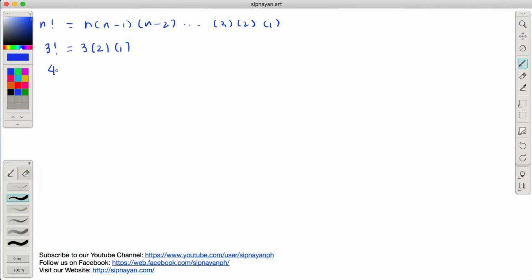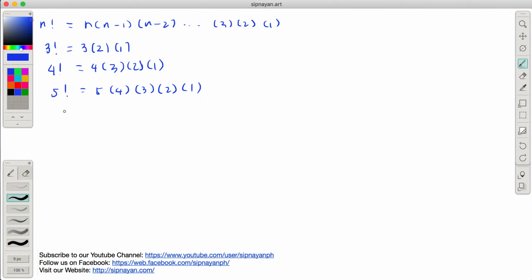And then yung pag sinabi naman natin 4 factorial, this is equal to 4 times 3 times 2 times 1. And pag sinabi din natin 5 factorial, this is equal to 5 times 4 times 3 times 2 times 1.